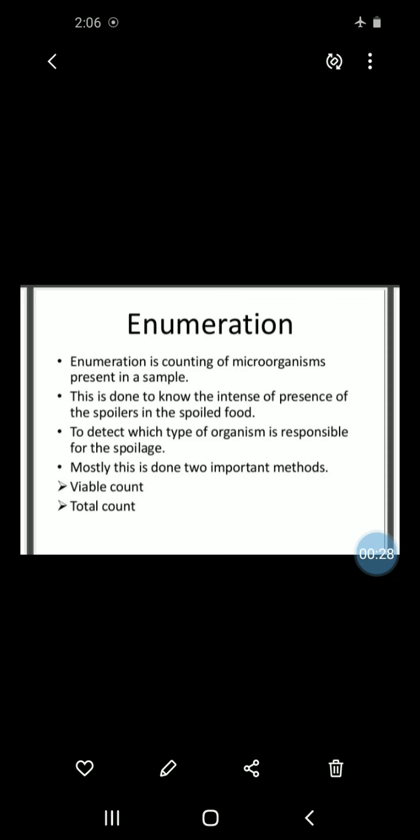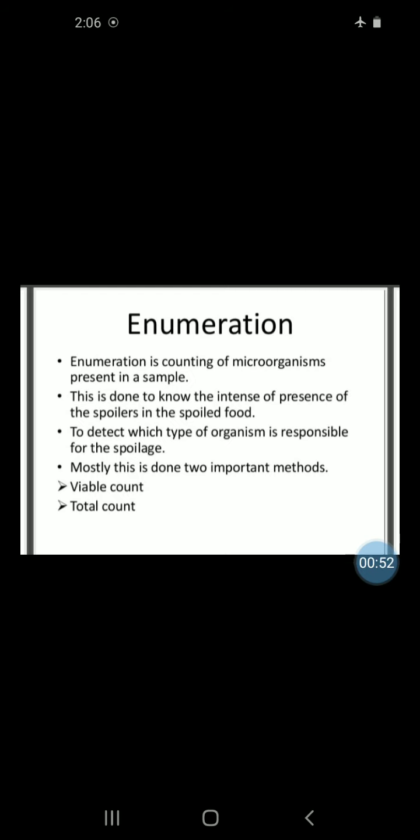Enumeration method of bacterial count. Enumeration means the counting of microorganisms which are present in a sample. Here we can say the measurement or enumeration. The meaning of both enumeration and measurement is the same, that is, the counting of microorganisms present in a sample.